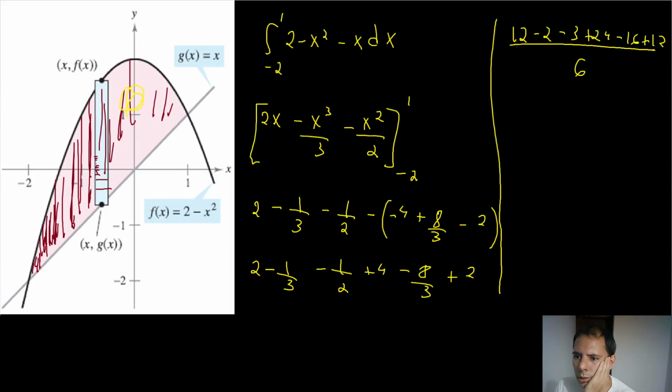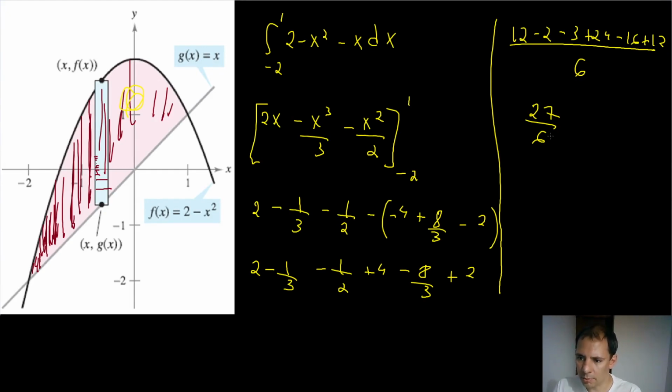Let's try to do this. You have 10 here, now you have 7. 7 plus 24, 31. 31 minus 16 is going to be 15. 15 plus 12 is 27. So 27 over 6, if I didn't make any mistakes in arithmetic. Oh yeah, I thought I had made a mistake, but I didn't.